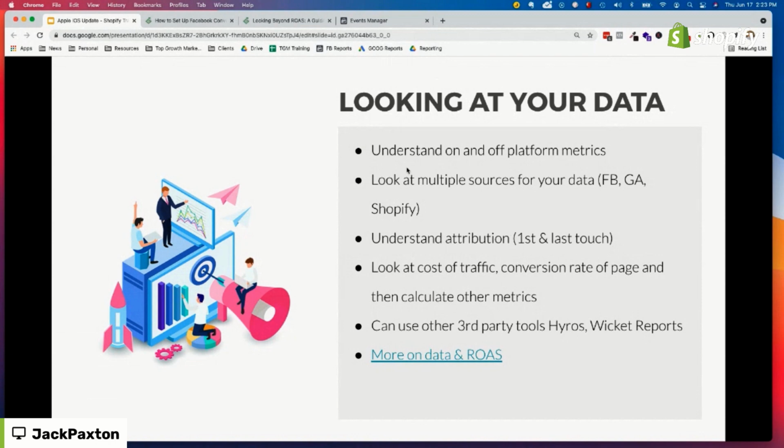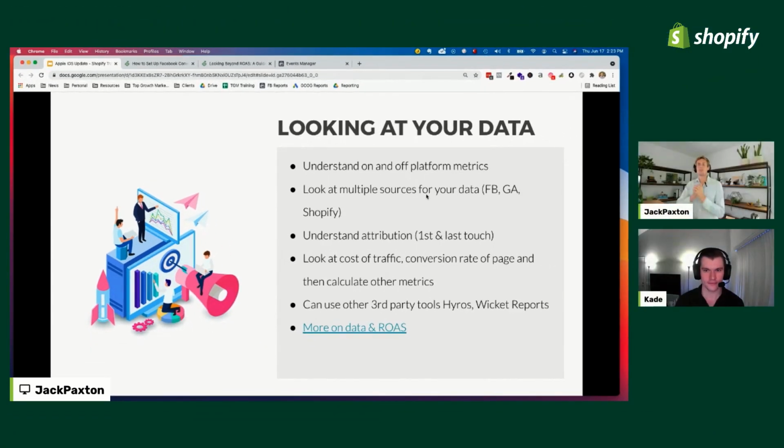Before I jump over there, I'm going to go over a few more things. When you are optimizing your ads, make sure that you are looking at on-platform metrics. So this is, are people clicking on my ads? What's my cost per click? What's my click-through rate? What's my share ratio? So are people sharing the content? What's my engagement rates? Are people engaging with the content?